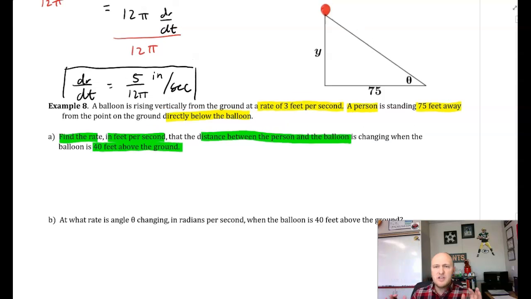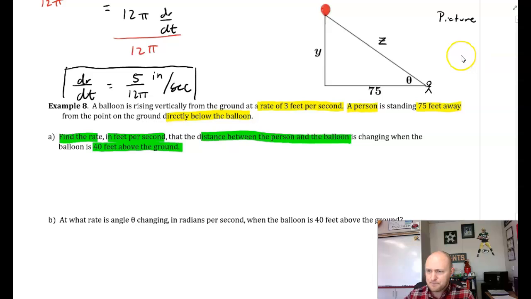All right, so these problems are easy as pie. P stands for picture. Do you have a picture? Yes, I do, which is already given to us here. I am missing the person, though. So here's a person standing 75 feet away from the point directly below the balloon. We want to find how the distance between the person and the balloon is changing. I'm going to label that with a variable, Z, since they already have that other side as Y.